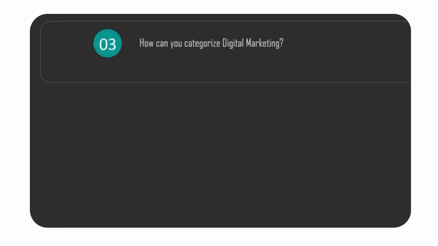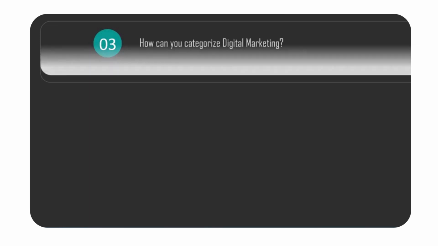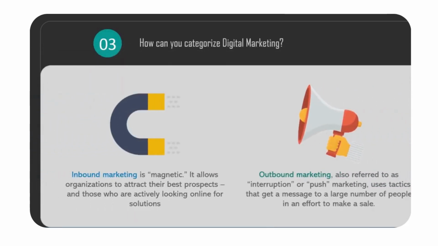Now, the next question is, how can you categorize digital marketing? So this digital marketing is mainly classified into two fields, that is inbound marketing and outbound marketing. Inbound marketing is also called magnetic marketing, as it allows the organizations to attract their best prospects and those who are actively looking for something or some solutions online. So inbound marketing helps pull the interest of the customer, and it is written according to the customer needs.